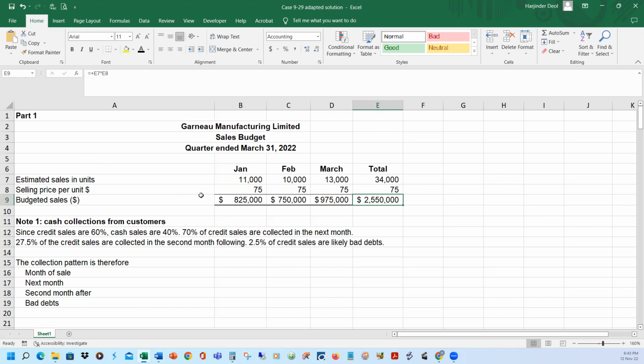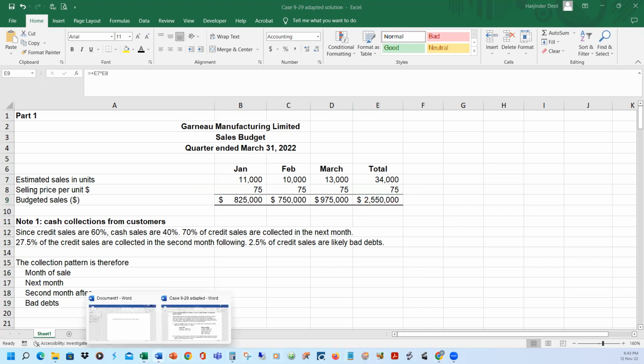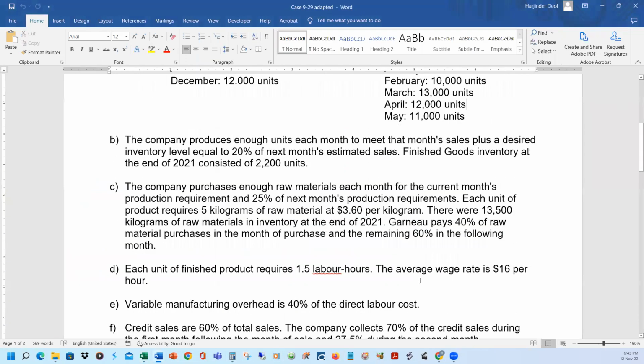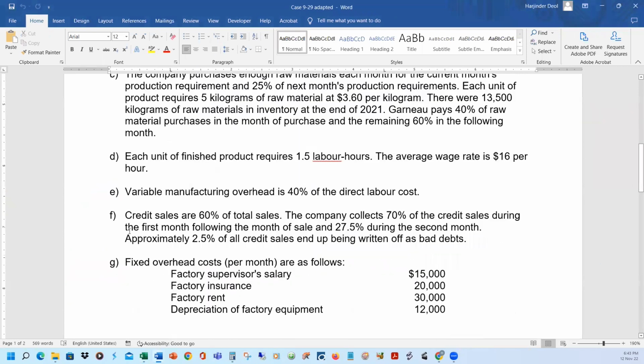Now, I recommend that as you do the sales budget, also calculate how much cash we will be collecting from customers. This is an important component of the cash budget. And if we go and read the information provided in the case, in additional info number F, we're told that credit sales are 60% of total sales. So that means 40% of the sales are made on a cash basis. The remaining 60% are credit sales.